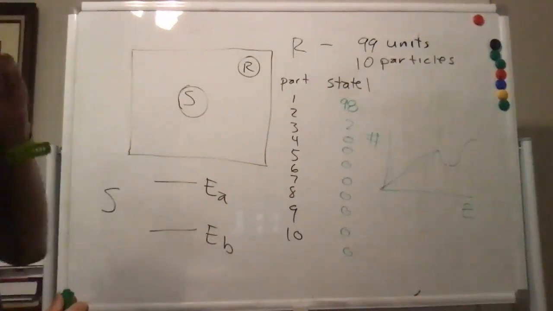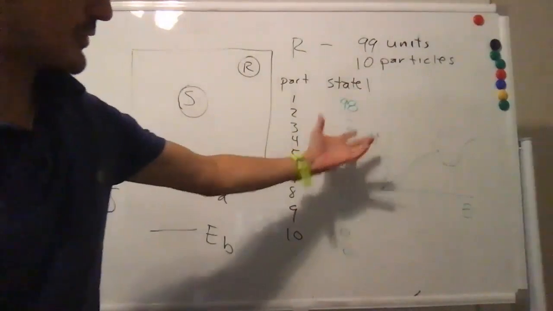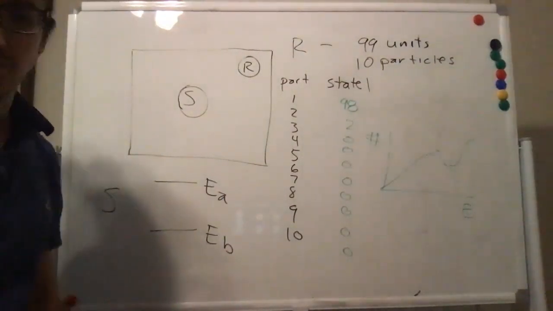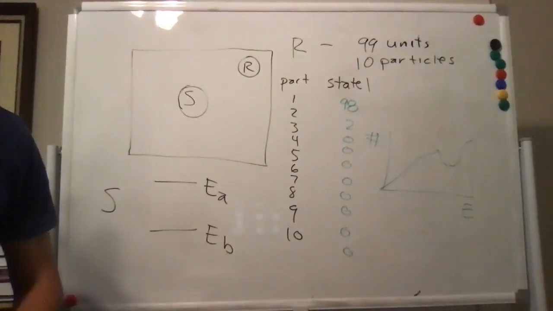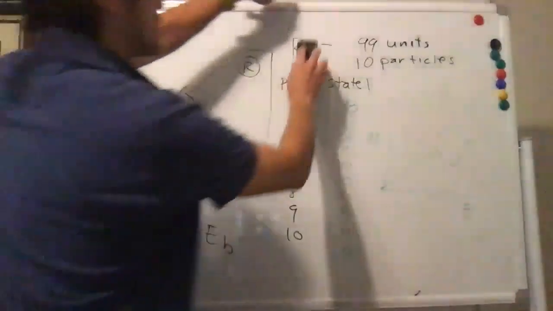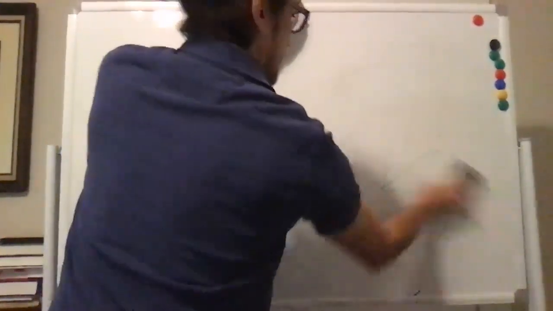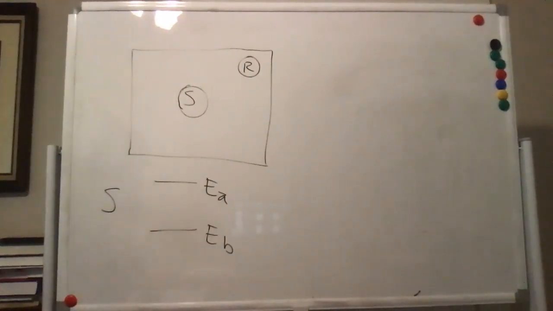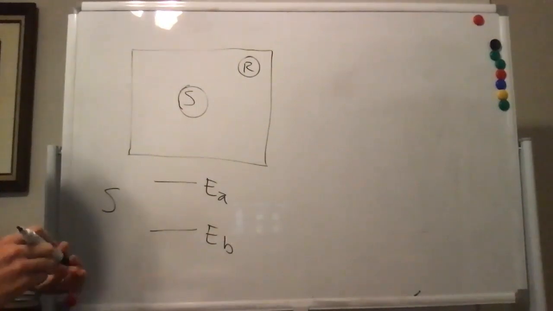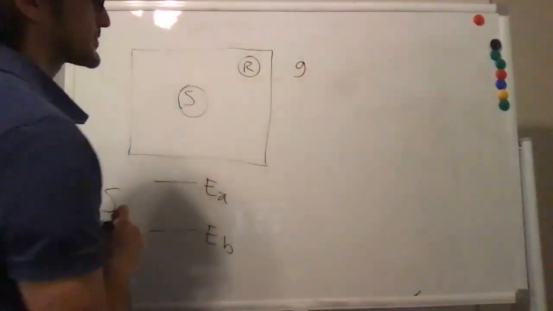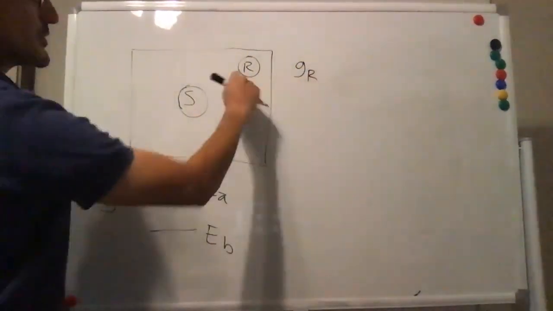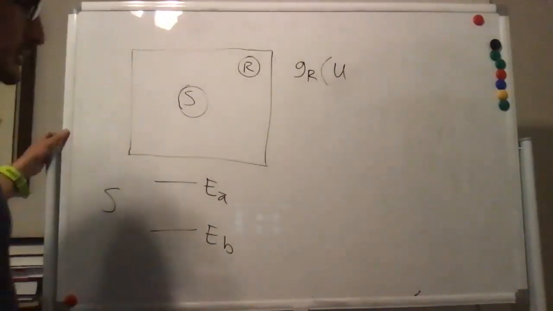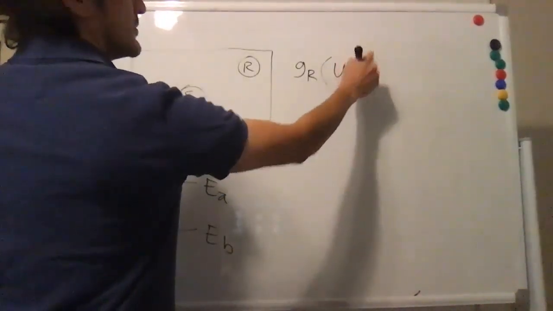But what is important here is that this number of arrangements is in general going to be different depending on the energy. It could be the same, right? Like if you get lucky, but in general, it's going to be different. So let's call the number of ways in which we can arrange these G of R, this is the reservoir, and it's going to be a function of, I'm going to use U to make it a little bit more clear, a function of the energy.